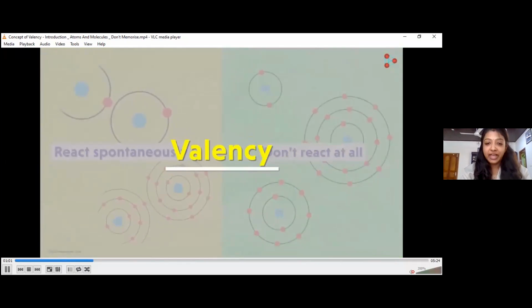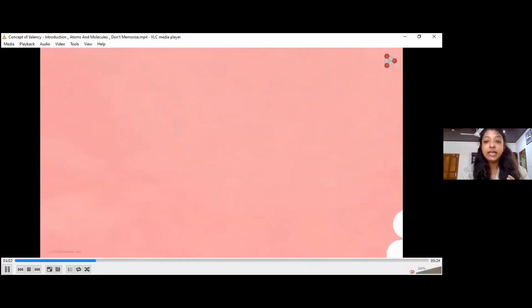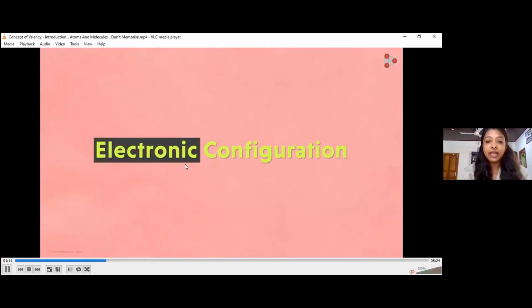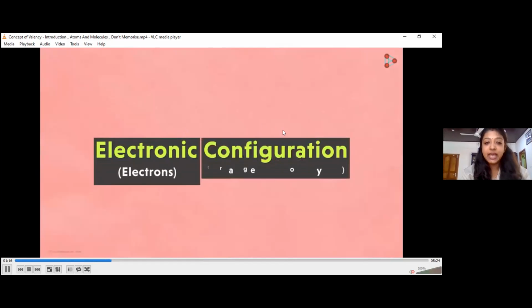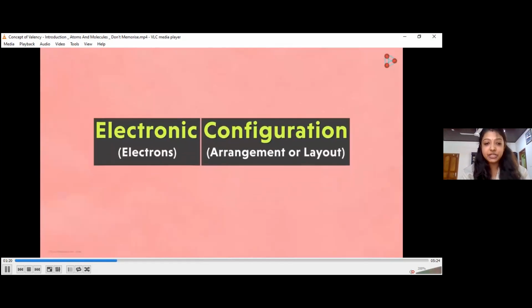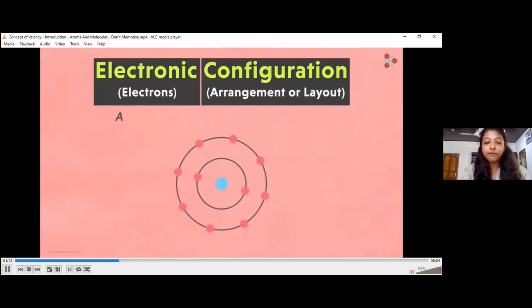Before moving on to valency, let's see what electronic configuration is. In this term, we can divide it into 2, that is, one is electronic, another one is configuration. Electronic stands for electrons and configuration stands for arrangement. So electronic configuration means the arrangement of electrons in the shells. That is what electronic configuration means.